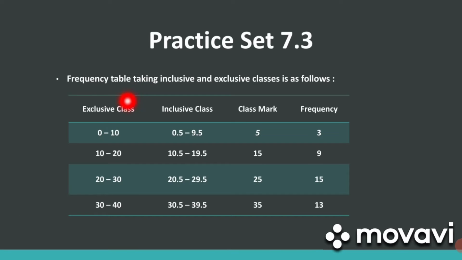The frequency table taking inclusive and exclusive classes will be as follows. Exclusive classes: 0 to 10, 10 to 20, 20 to 30 and 30 to 40. The inclusive class is a discontinuous or discrete class. Therefore, the class intervals will be 0.5 to 9.5, 10.5 to 19.5, 20.5 to 29.5 and 30.5 to 39.5. The class mark and frequency will be as given in the question.